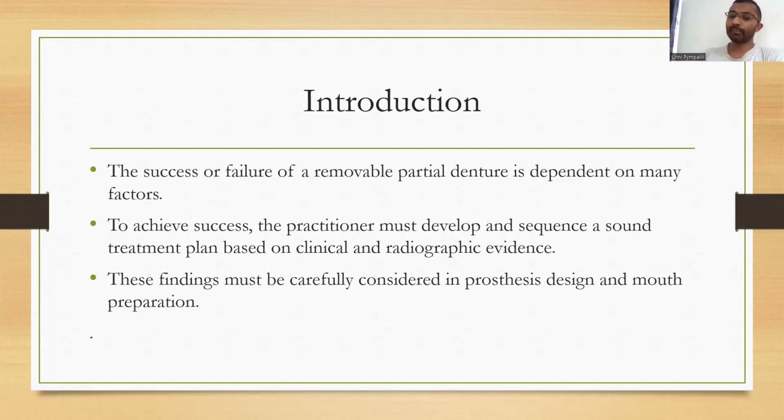To achieve success, the practitioner must develop a sound treatment plan based on clinical and radiographic evidence. As you all know, when the patient comes for the prosthesis, first is the preliminary impression, then the jaw relation, teeth arrangement, and the insertion stage. But we are not talking about these stages. We are talking about what comes prior to that. Suppose the patient has hopeless teeth, they have to be extracted, sutured, and we wait for healing. Then any kind of bony growth has to be corrected. Then only can we plan for the primary and secondary impressions. These findings must be carefully considered in prosthesis design and mouth preparation.